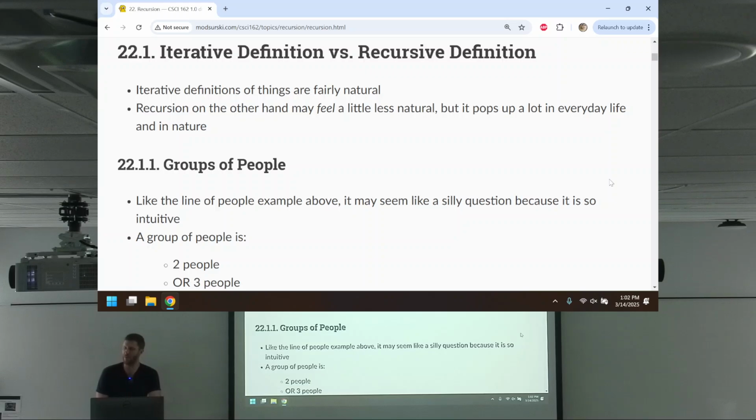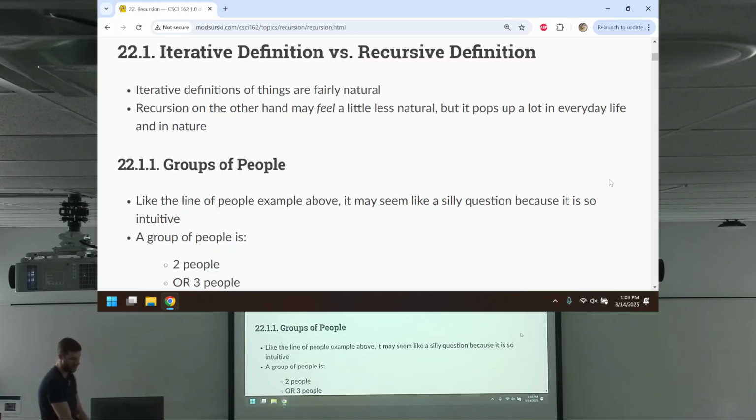So, iterative definition versus recursive definition. This might sound like I'm coming up with contrived examples, but I'm really not. This is the difference, right? I could go and define a group of people. Everyone in here knows what a group of people is, right? What is a group of people?